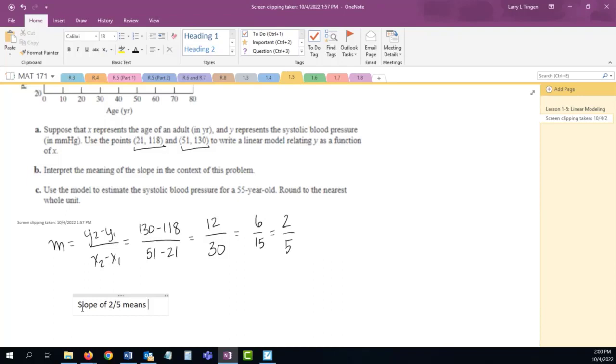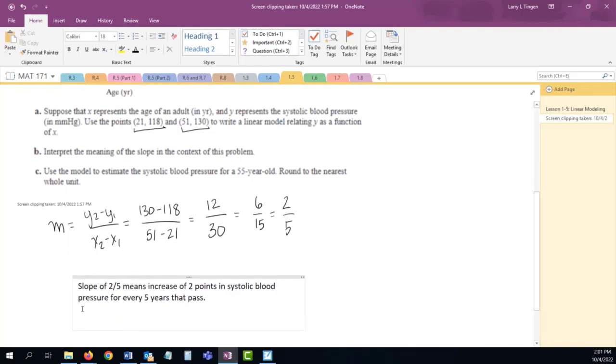But I like to think of it, let me show you what I'm thinking. The numerator is the systolic blood pressure. So this means an increase of 2 points in systolic blood pressure for every 5 years that pass. Does that make sense? The numerator is the systolic blood pressure. The denominator is the age. So that 2 is in the numerator. Those are my systolic blood pressure. The denominator is the years that pass.